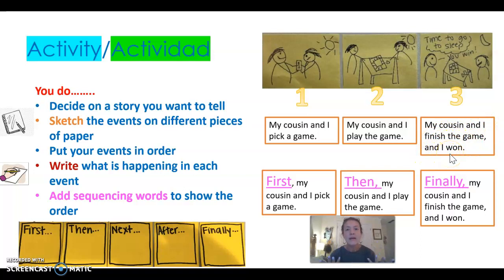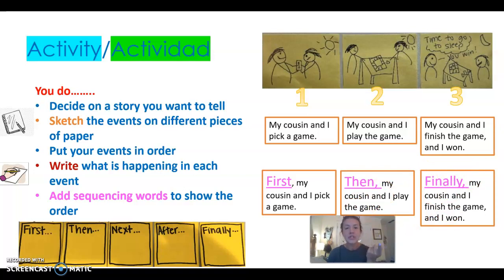But I really need my reader to know that this happened first, this happened next, and this happened last. So I added in my sequencing words. So I went and I added, first, my cousin and I pick a game. Then my cousin and I played the game. And finally, my cousin and I finished the game and I won.